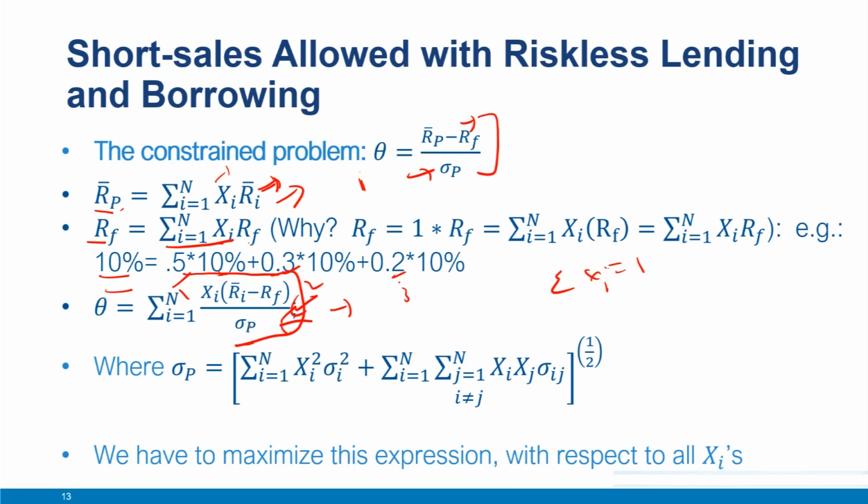And I got this expression where sigma p is the square root of summation xi square sigma i square plus summation xi xj sigma ij, where i is not equal to j. This we have already seen in the previous portfolio discussions, that this is the expression of risk of a portfolio with n securities. Now all we need to do is maximize this expression with respect to all xi's.